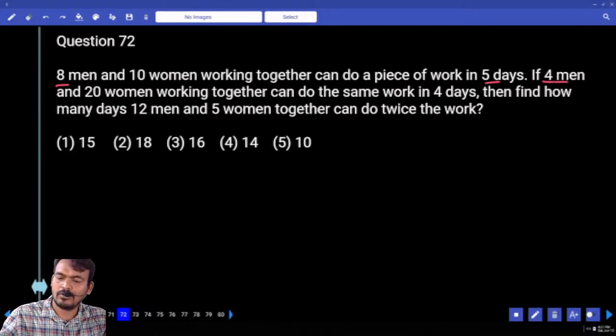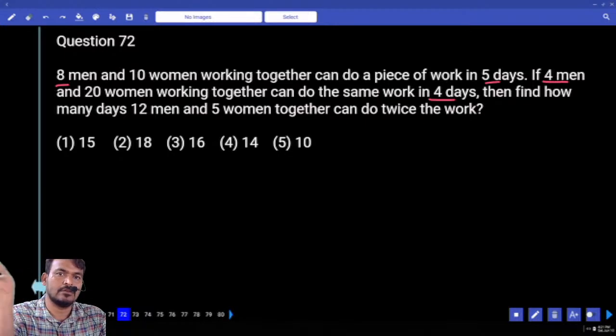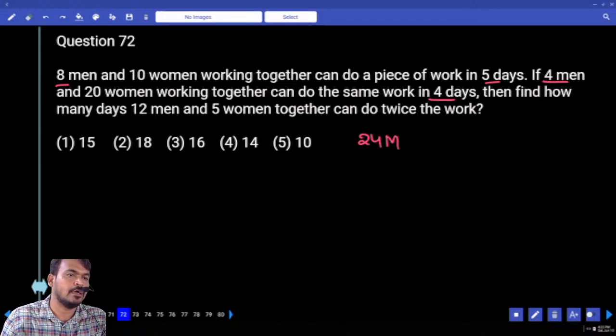And second time, 4 men in how many days? 4 days. 4 times 4 is 16. 40 and 16, what is the difference? 24. Means 24 men are.